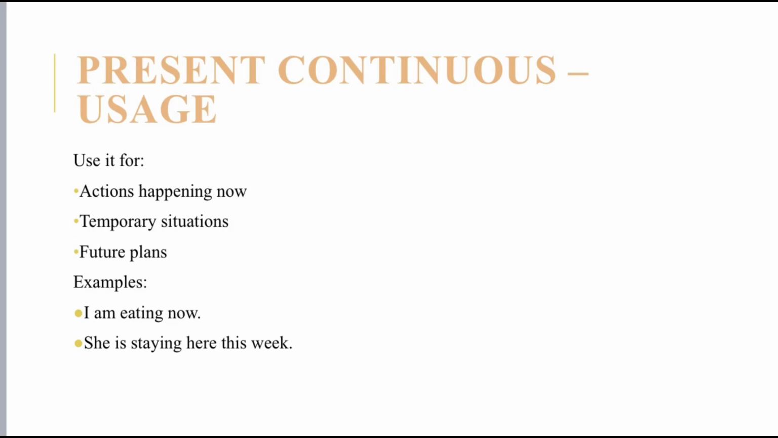We use the present continuous or progressive for first, actions happening right now. For example, I am eating now. Second, temporary situations. For example, he is staying here this week. Third, future plans. I am meeting my friend tonight. So, if the action is happening at the moment or for a temporary period, we use present continuous.